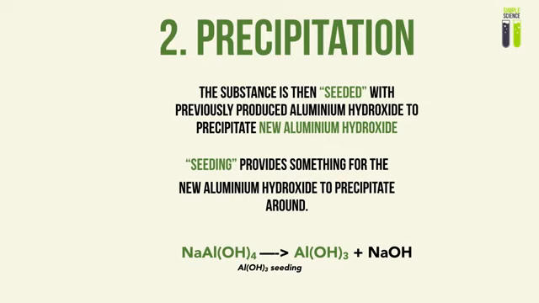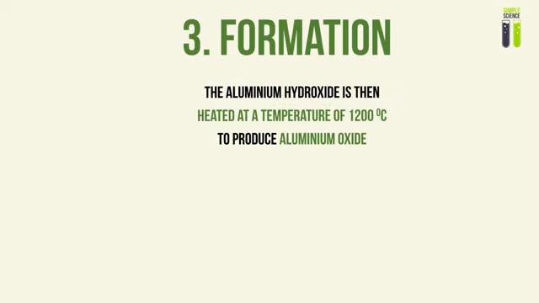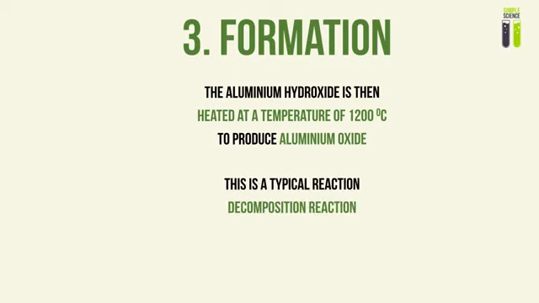Basically, the sodium tetrahydroxoaluminate is going to be seeded with aluminium hydroxide to produce more aluminium hydroxide, and produce a byproduct of sodium hydroxide. After precipitation, the aluminium hydroxide will be simply heated to form aluminium oxide. So that's the stuff that we are looking for to electrolyze.